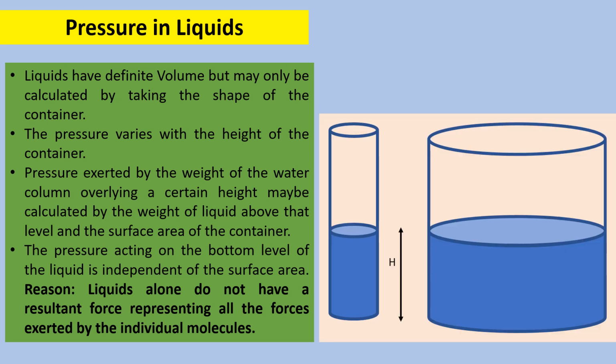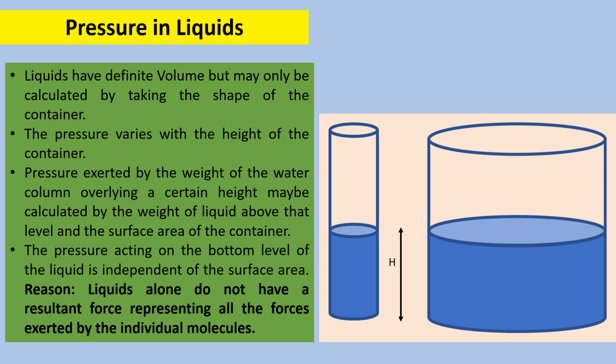As we can see in this diagram on the right, the height of the two liquids is the same, and therefore we expect the pressure at the bottom of the two to be the same if the cross-section area does not affect the pressure in liquids. So to that point, I think I have already started explaining it. Pressure exerted by the weight of water at a certain height may be calculated from the weight of liquid above that level and the surface area of a container.